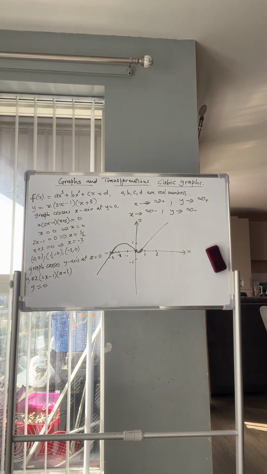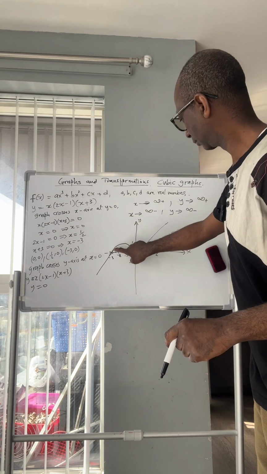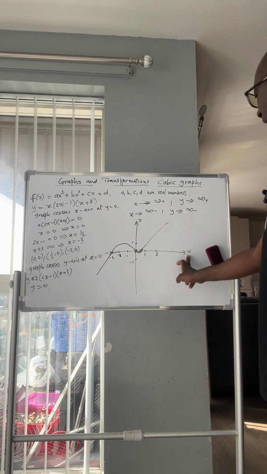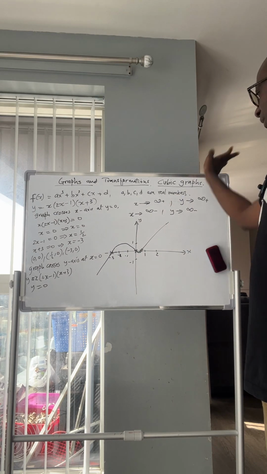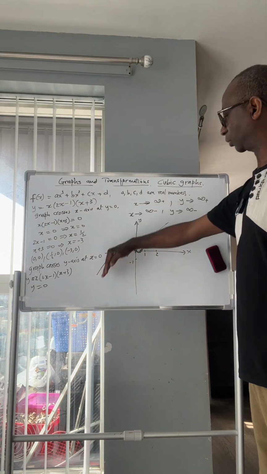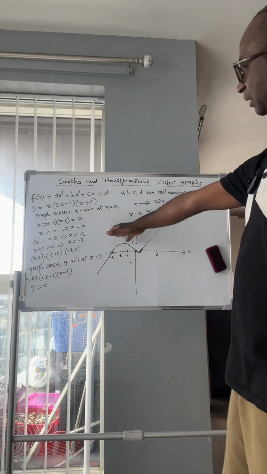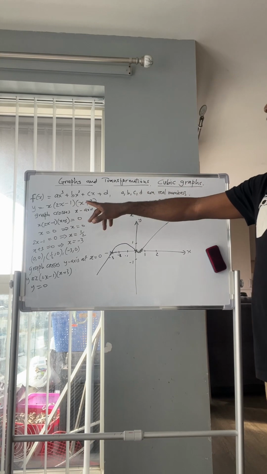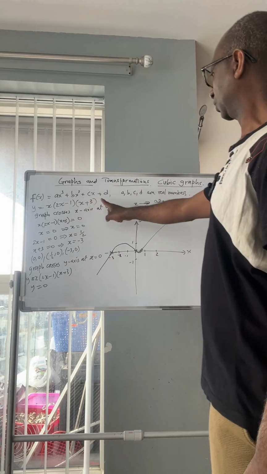So this is how this graph looks. If x goes larger, y goes larger. If x goes smaller, y goes smaller. So this is the graph y equals x into 2x minus 1 into x plus 3.